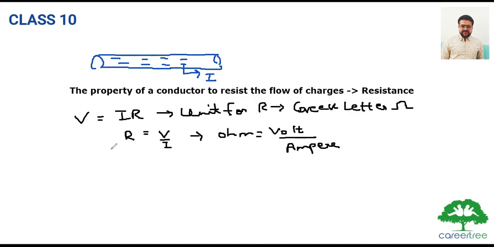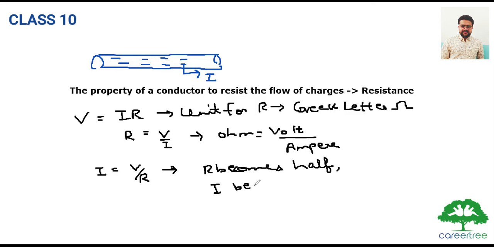Now, if I write the formula for current from this, it is I is equal to V by R. Looking at this formula, what I can conclude is that the current flowing through the metallic wire is inversely proportional to the resistance, which would mean if my resistance R becomes half, the amount of current becomes double.